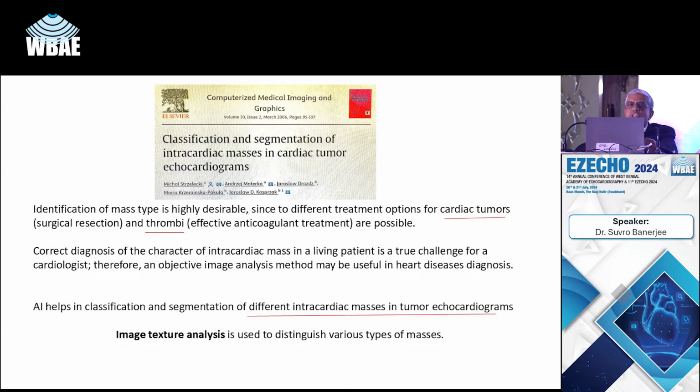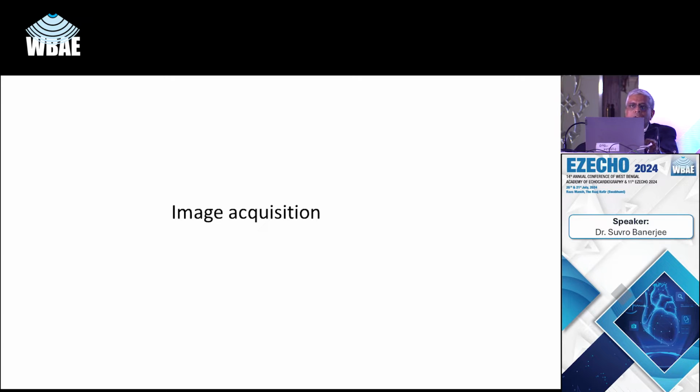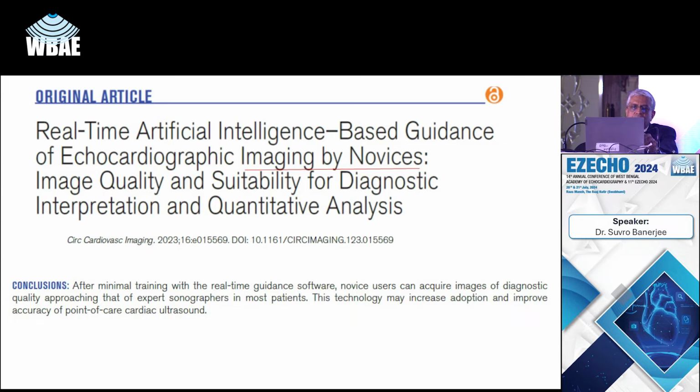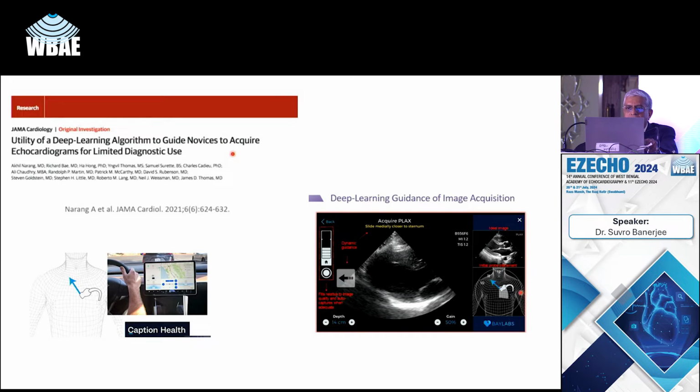Now, image acquisition, we know it's very important. And how does AI help? It may help the novices by teaching them how to do a good echocardiography and get good pictures. And this is the way they can do it. They can actually prompt the sonographer regarding the use of the probe, the angle that the probe has to be moved. And also, if good images are obtained, they would probably capture them spontaneously.